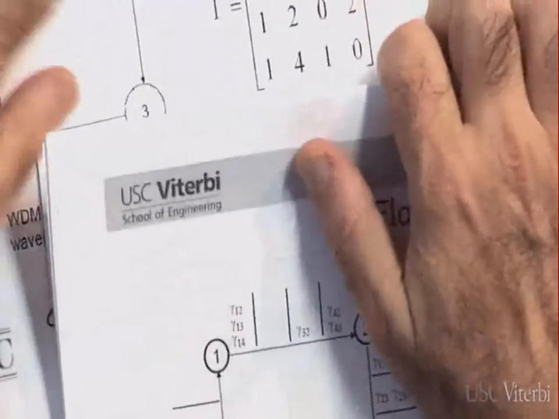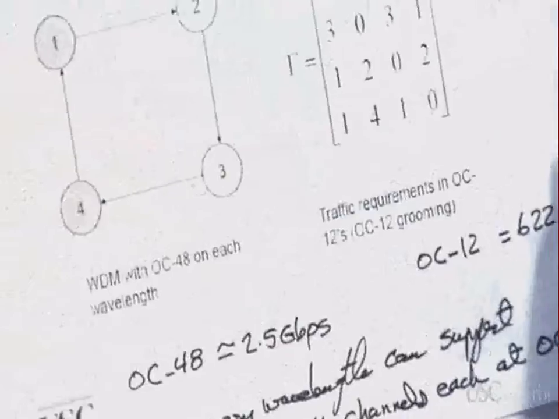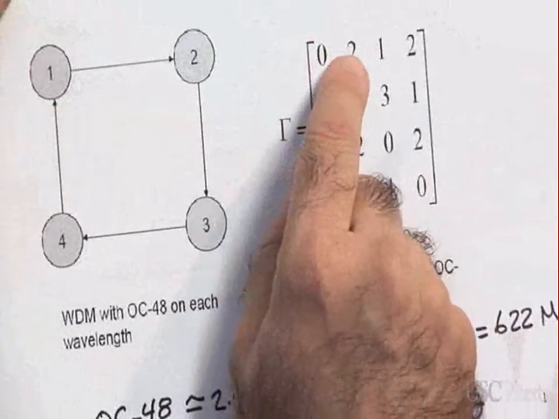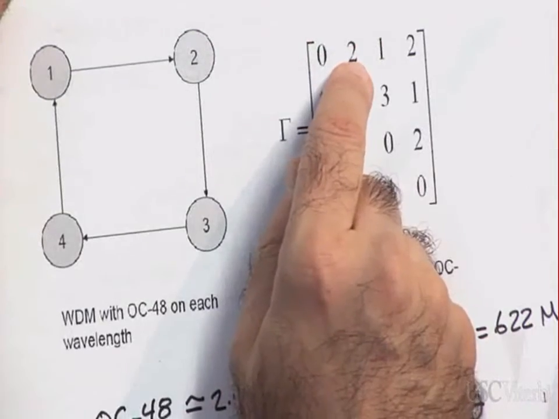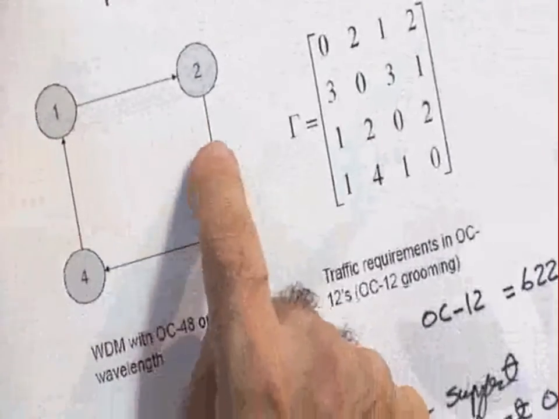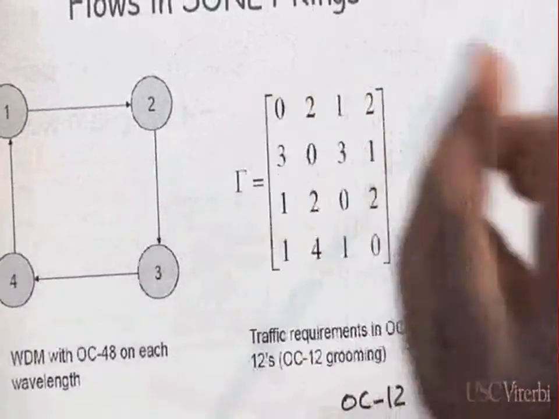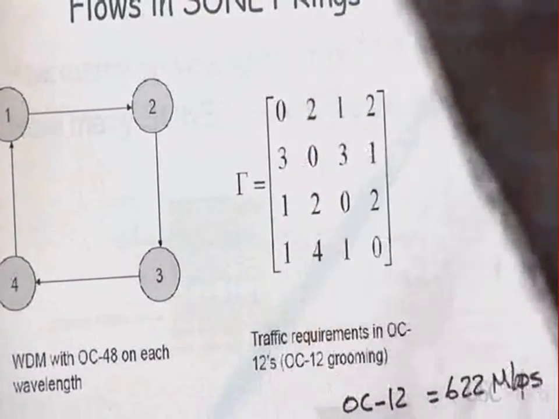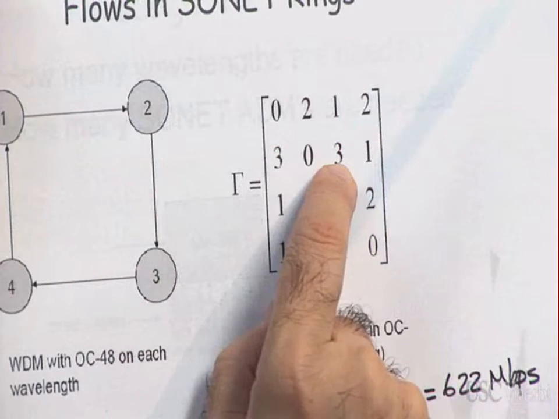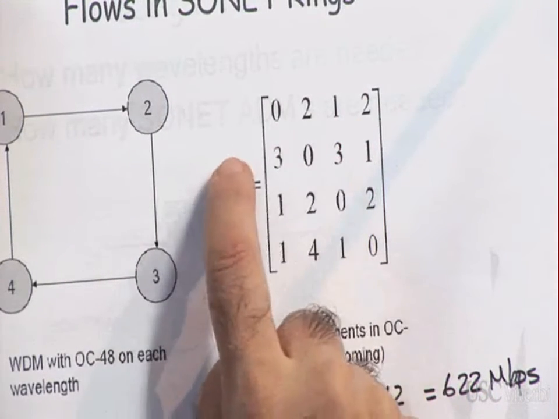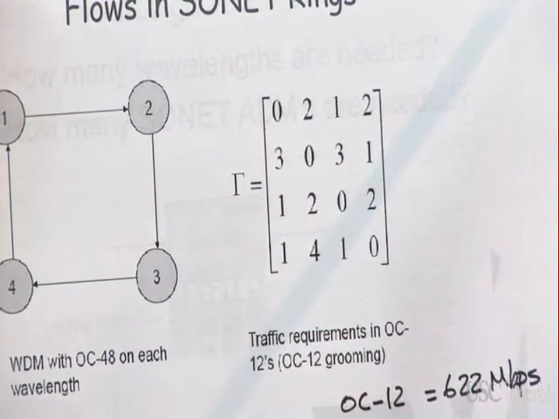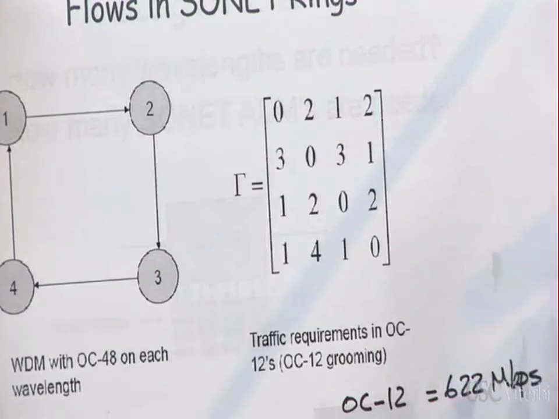I'm not sure why. First of all, let's get back to here. You are not getting this. Can you explain what this 2 means? From node 1 to node 2, there is a need for 2 OC12. What does this 3 mean? From node 2 to node 3, there is a need for 3 OC12. Did you get this or not?